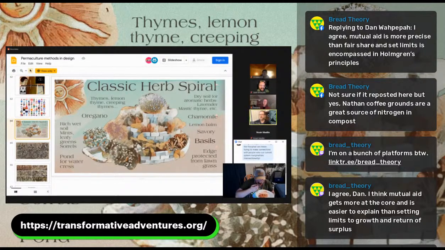Anyone else have thoughts or comments or additions to things encoded in the herb spiral?